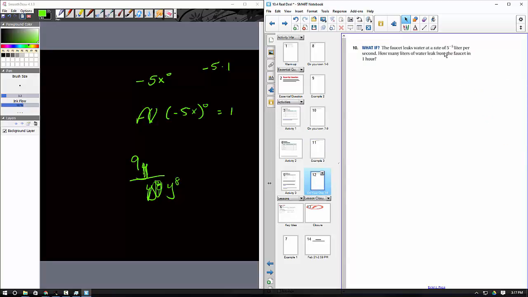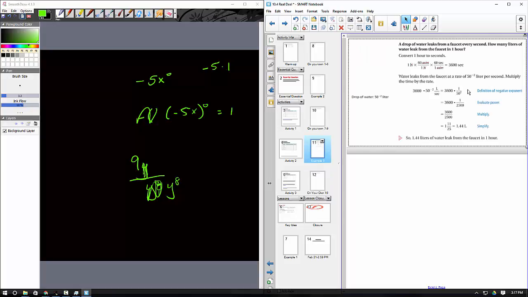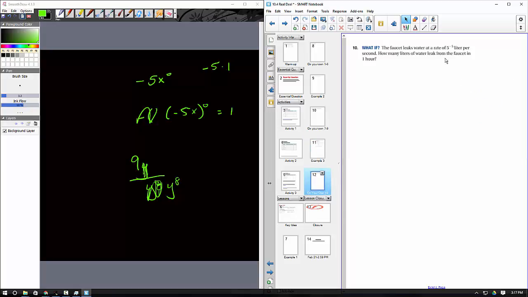If we change it, so instead of leaking at the rate of 50 to the second, it's now 5 to the negative 5th. Oh, I'm sorry. This will be what it leaks at, 5 to the negative 5th per second. So now I'll do the same things I did before, but now I'm going to have divided by 5 to the negative 5th instead of 50.